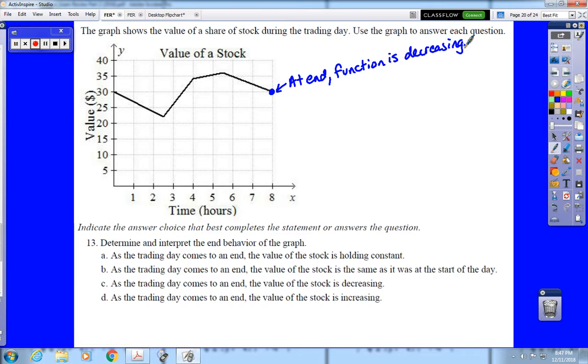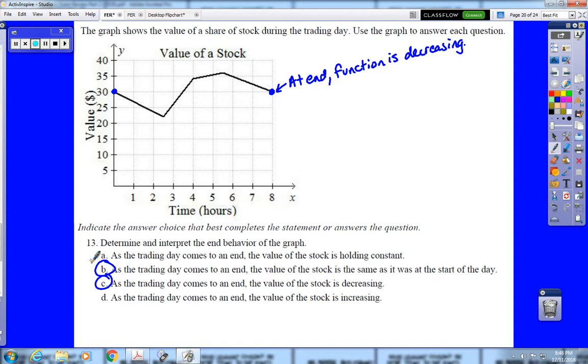However, as I look at this, the question is not great. Because if we look, the value at the end of the day is the same as the value at the beginning of the day. It's $30. So in theory, two of these answers are equally correct, which makes this a fairly bad question. Guess I should have noticed that before. The value of the stock is decreasing at the end of the day, and the value of the stock is the same as it was at the start of the day.